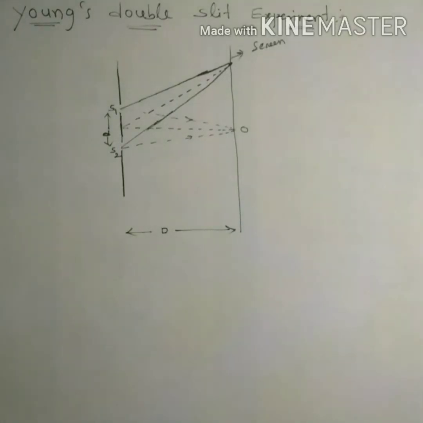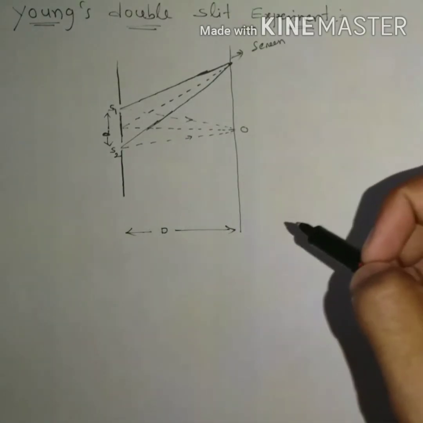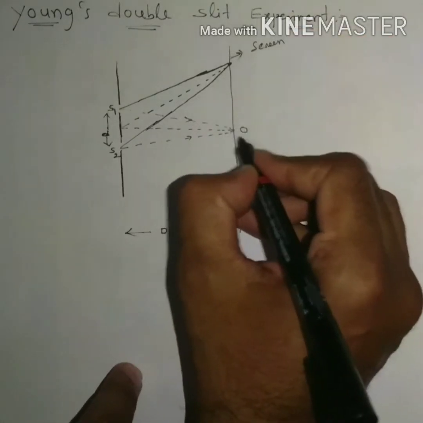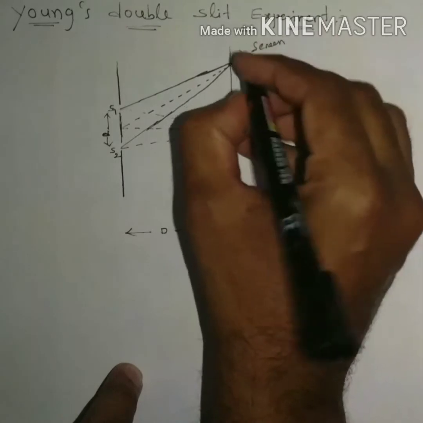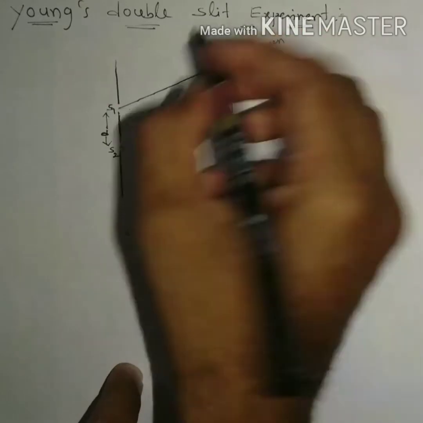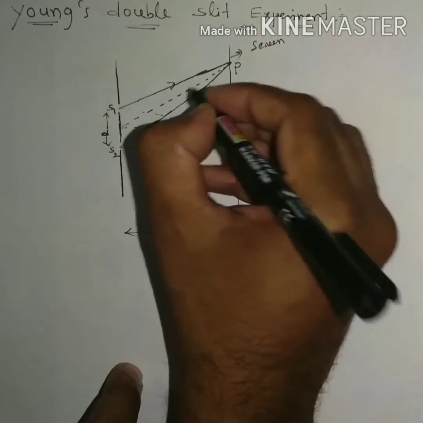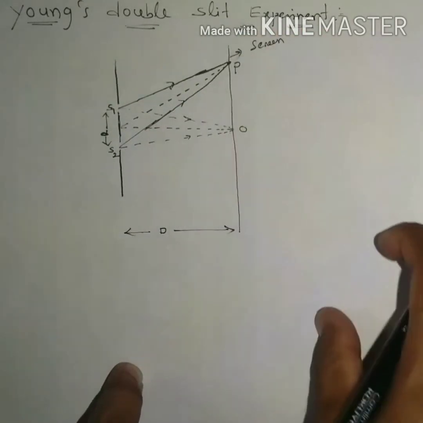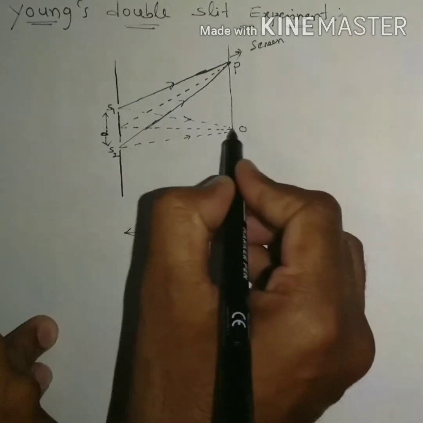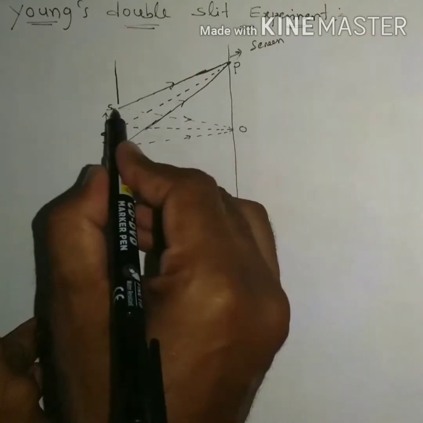Hello friends, in this class we are going to discuss the derivation of constructive interference and destructive interference. In the previous class I already explained the interference pattern. This is called the central bright, and at a particular point P we will get constructive or destructive interference, in other words bright or dark.